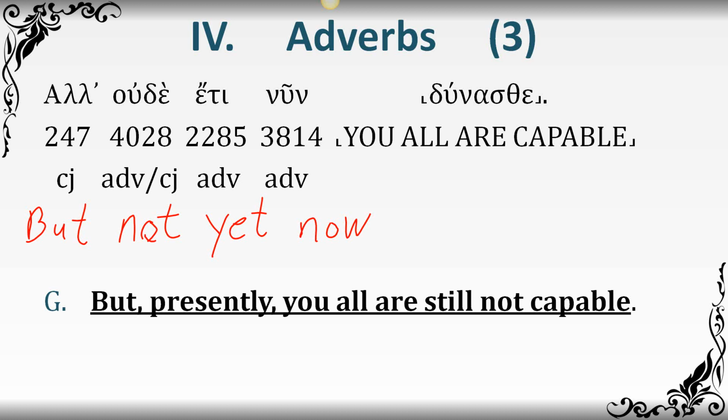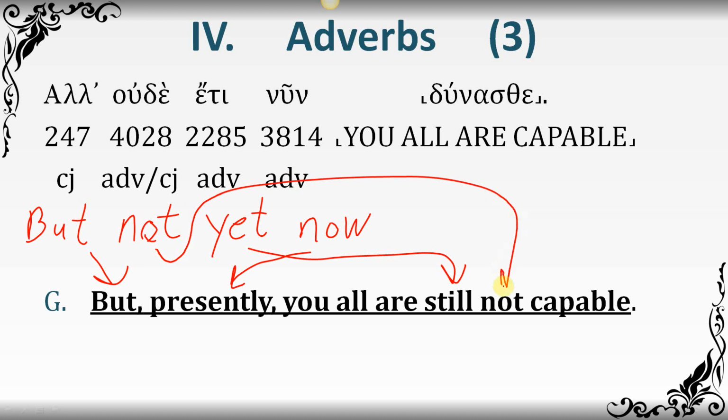Which would be the now, the present. The presently would be the now, right? Yeah, the presently would be the now. The yet is what I did as still. But is but. And the not is still not.